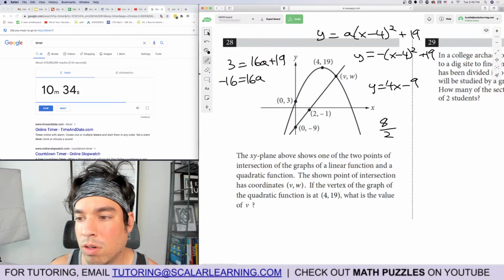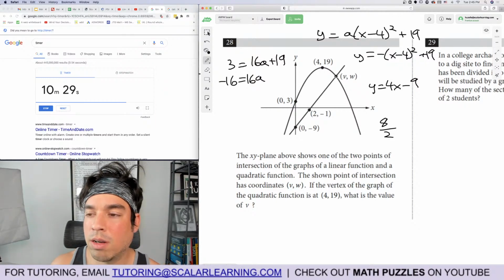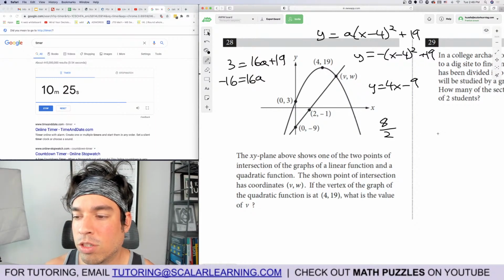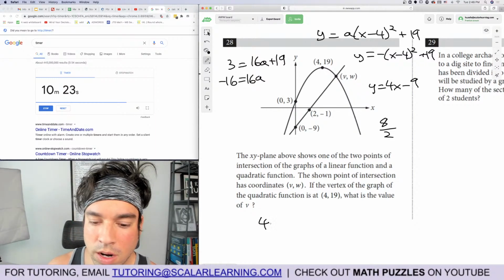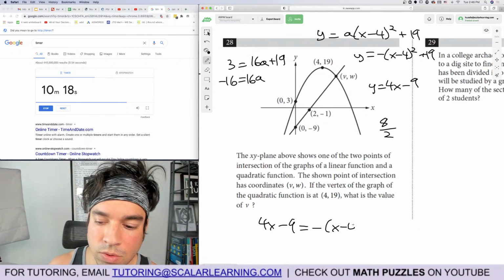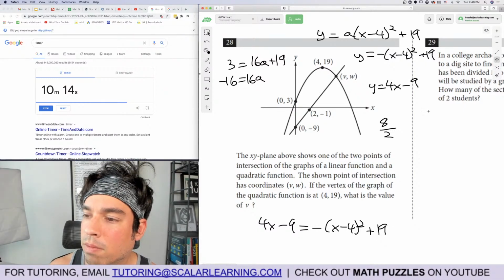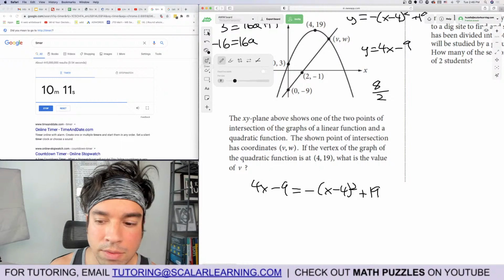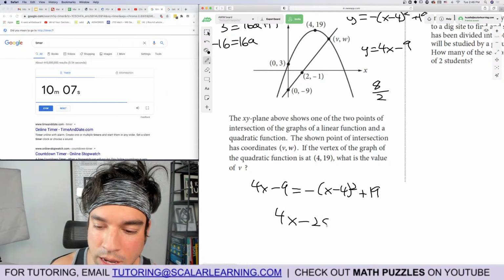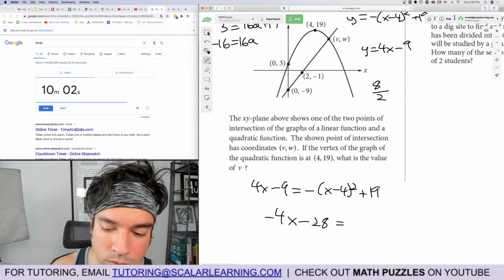And I got to figure out where these intersect. Again, where those intersect up there, so I can set them equal to each other, just like a little substitution. So I got 4x minus 9 equals negative x minus 4 squared plus 19. And then I've got 4x minus 28 equals, and then negative, I'll just divide both sides by negative, just get rid of it.